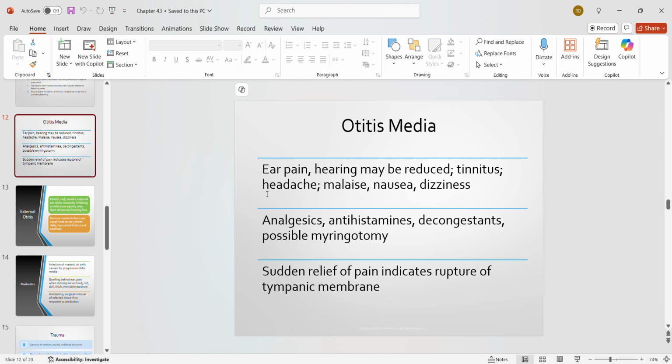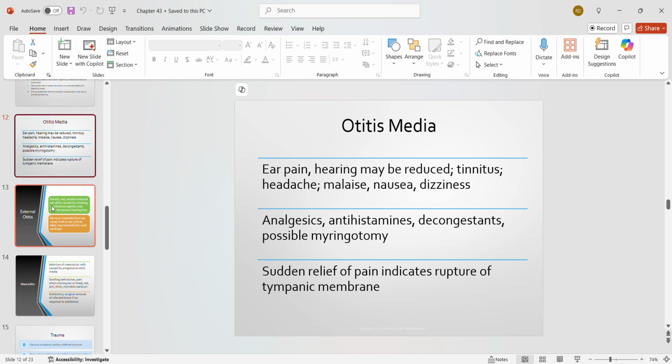The types, you've got acute otitis media, which has a sudden onset, often with pain and fever. You've got otitis media with an effusion. That's when fluid remains in the middle ear after the infection has resolved. And you've got chronic suppurative otitis media, which is a persistent infection that causes a perforated eardrum. So ruptured tympanic membrane. Okay.